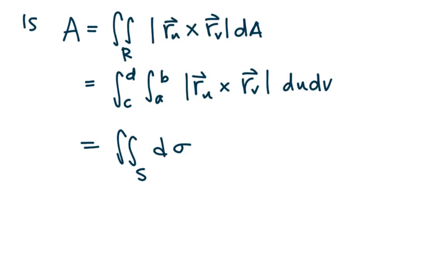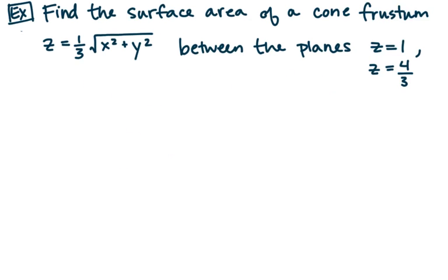So let's look at an example. In this example, we're going to find the surface area of this cone frustum, which lies between the planes z equals 1 and z equals 4/3.